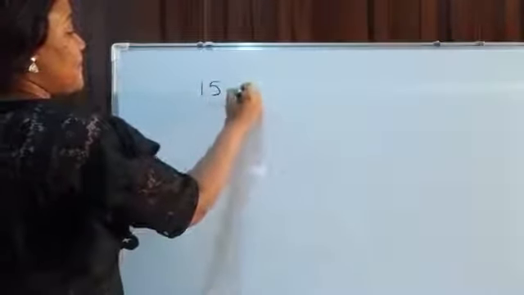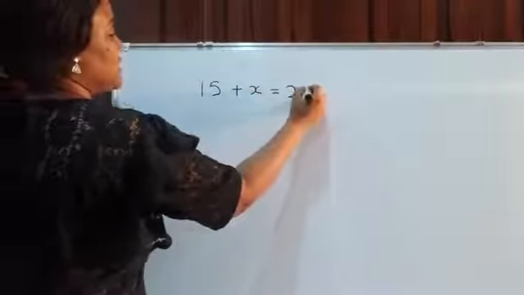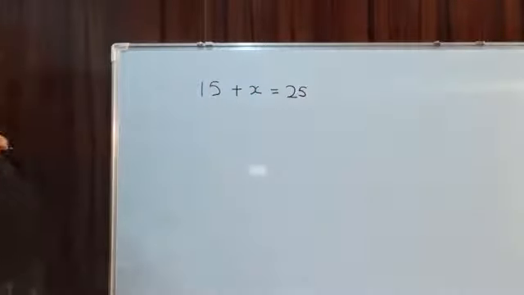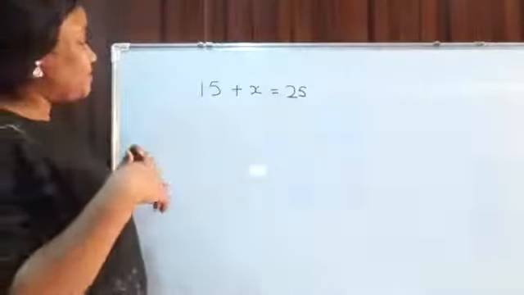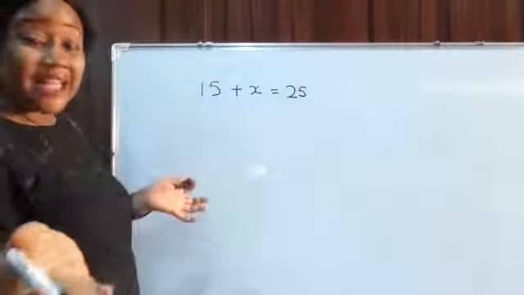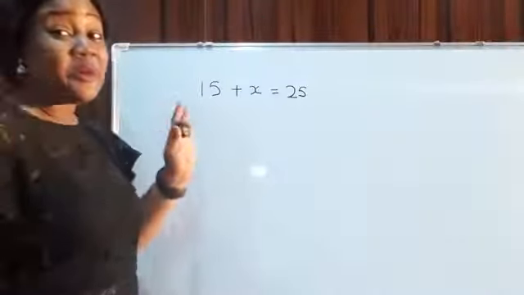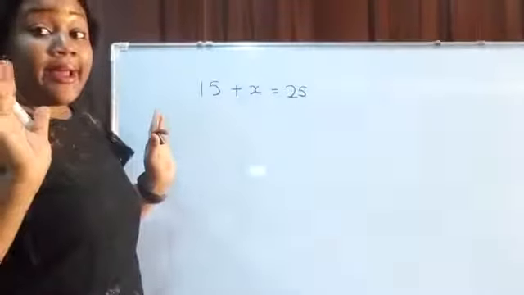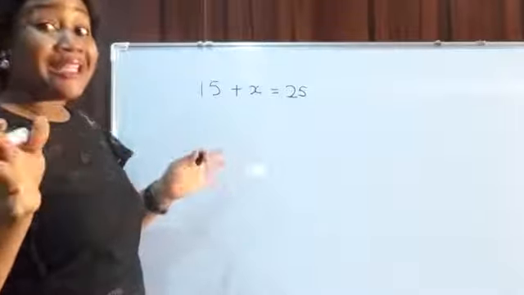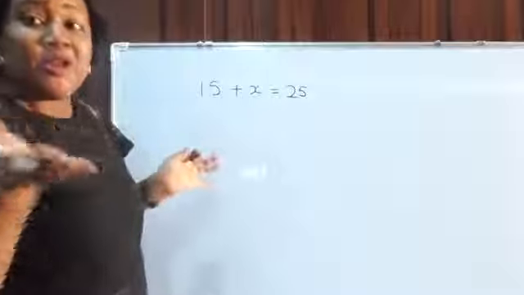We have 15 plus x equals 25. The same thing we did the other time. We collect like terms together. 15 and 25 are sisters, or brothers, or siblings, whatever you want to use. X is a loner. It's X we are looking for. We are interested in X. So what do we do?